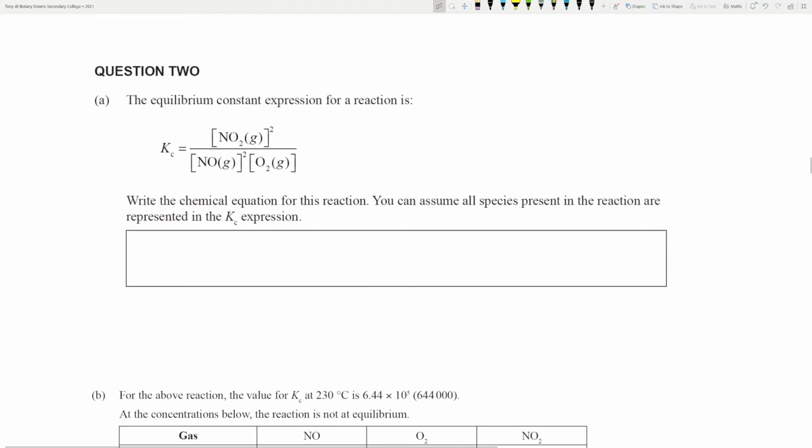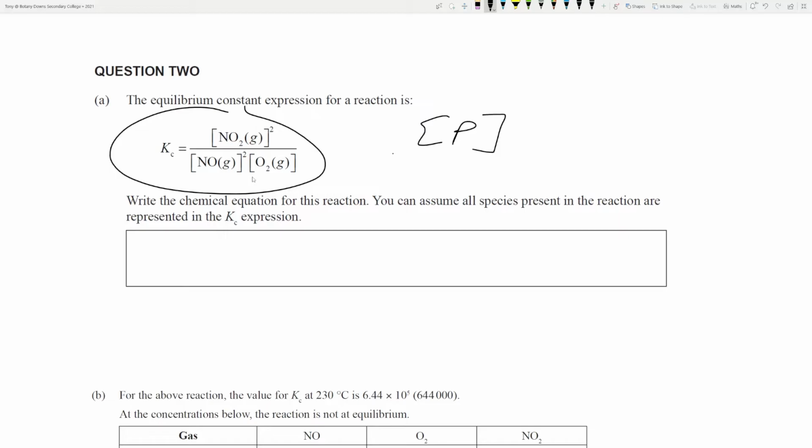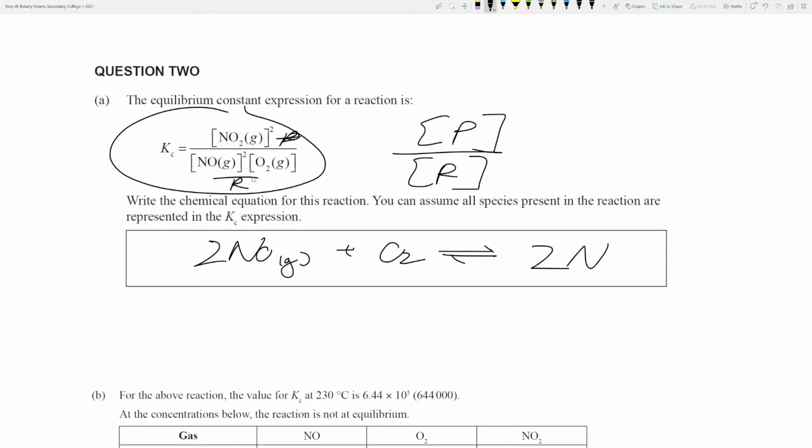Okay, now question 2. This is where equilibrium comes in. This is level 2 stuff, so we're going backwards. Kc is the products and reactants ratio. The thing on top is the products, the thing on the bottom is the reactants. So my equilibrium will look like this: 2NO plus O2 in equilibrium with 2NO2 gas. Just remember the squared is the coefficient at the beginning.